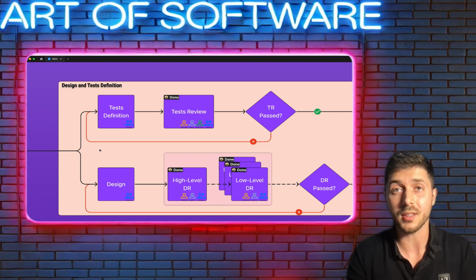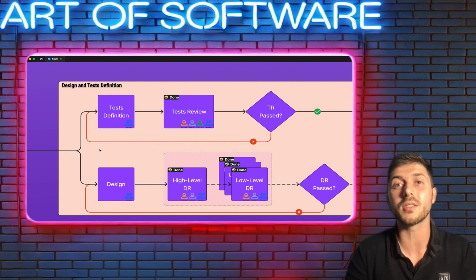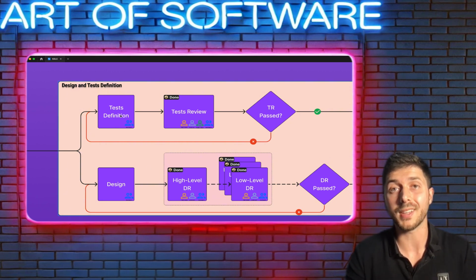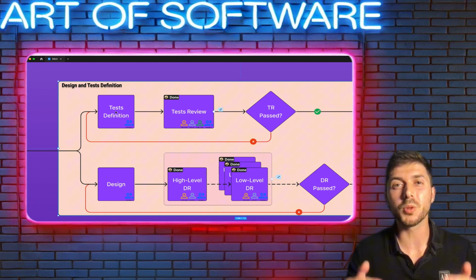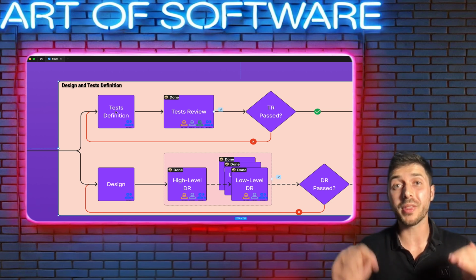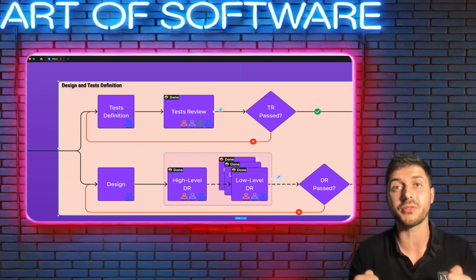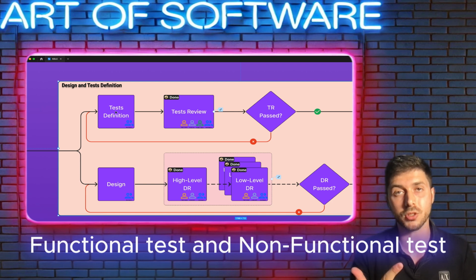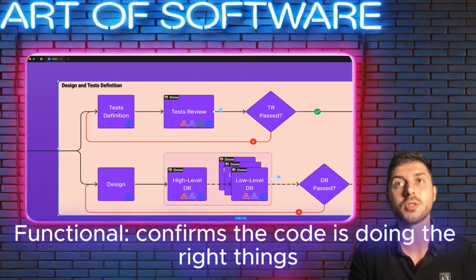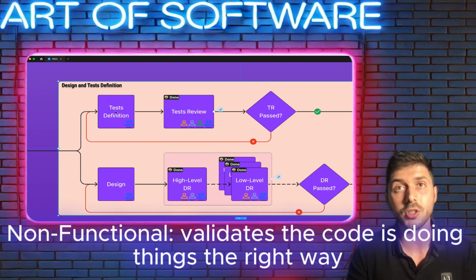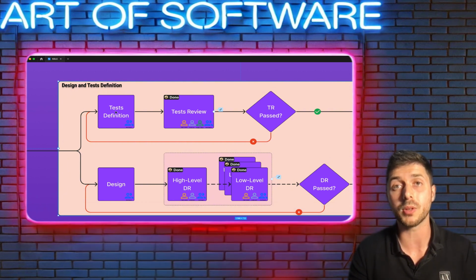So let's say that yes, after the sprint planning, we have concluded that we need to pass the design and test definition. I do recommend starting from the tests. As I told you before, it would still be at some abstract level. So in the next video, I will explain how to define the tests and the different types of tests. But as a prerequisite, we have two types of tests: functional tests and non-functional tests. The functional tests confirm that the code is doing the right things, while non-functional tests validate that the code is doing things the right way. And there is a huge difference. We will discuss it in the next video.